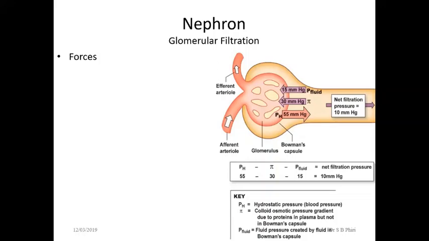The hydrostatic pressure in the capillaries is about 55 millimeters of mercury. Then you have the plasma proteins. The plasma proteins are so big, and because they are negatively charged, and the filtration membrane is also negatively charged, it's very difficult for plasma proteins to be filtered. Under normal circumstances, these big, huge proteins are not being filtered.